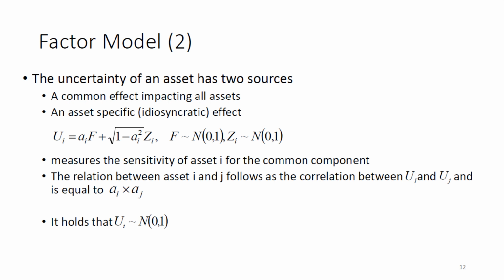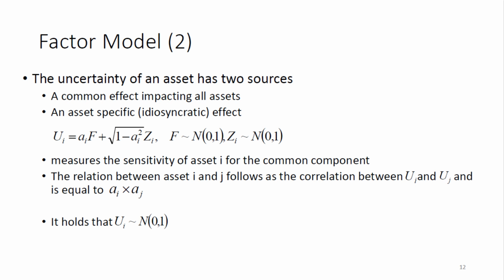So let this total uncertainty be denoted with UI. The uncertainty for asset I is denoted with UI, and it's a weighted average of the two sources of uncertainty. There is capital F, the common factor, and AI says: what is the sensitivity of asset I to this common factor? If this AI is high, then it's more sensitive to the common factor, and therefore it likely also has higher co-movement with other assets in the market that also have sensitivity to this common factor.